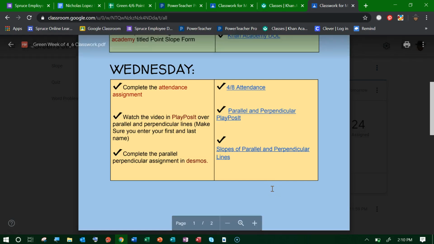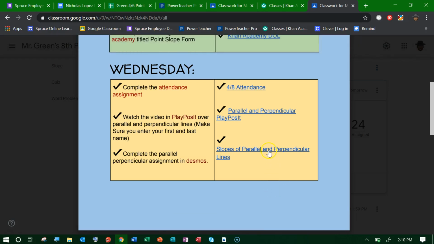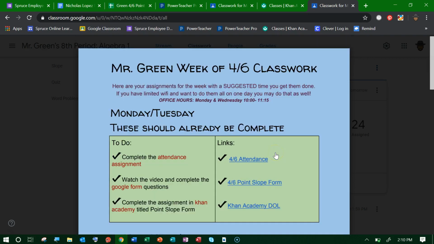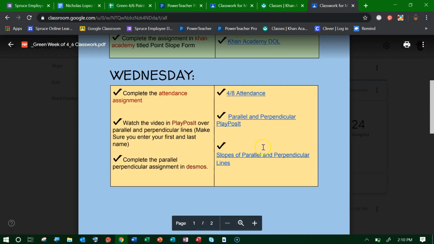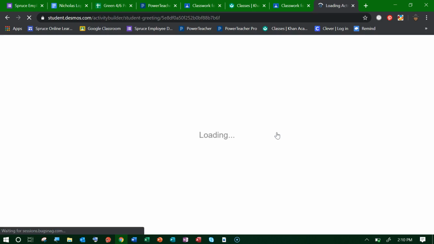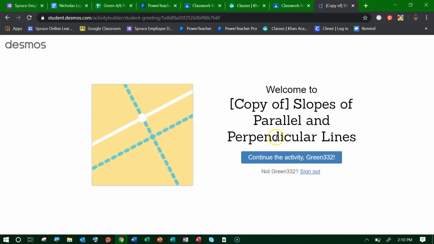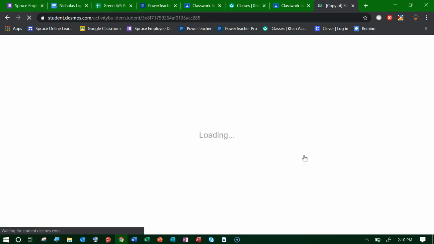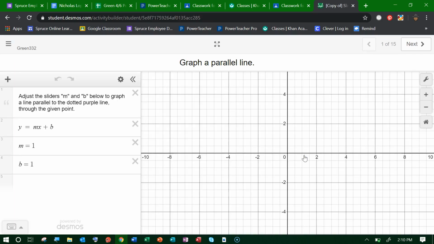I see that some of you guys are kind of struggling with the Desmos assignment, so I thought I'd go through it. So here we are in the assignment, and I'm going to click on slopes of parallel and perpendicular lines. Then the class code is already there for Desmos, so I'm going to hit join. All right, I'm going to continue activity, and I'm just going to start from the beginning.